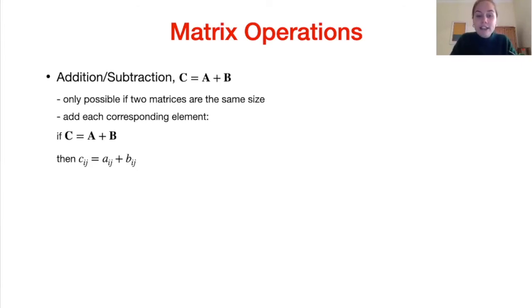Now to find the entries or the elements in C, we have to add the corresponding elements of matrix A and B. Let's take an example. If we have 1, 2, minus 3, and 4, and we want to add that matrix to another matrix, 0, minus 4, 6, and minus 3, then we have to add each entry. So we look at, for example, the first row, first column.